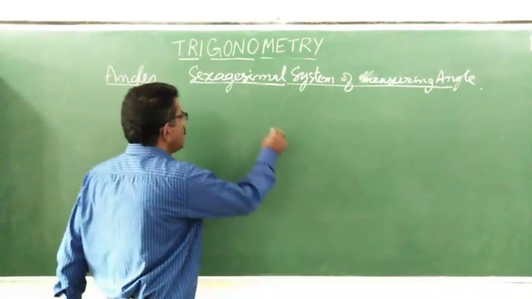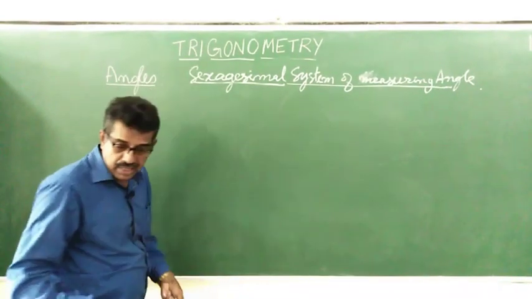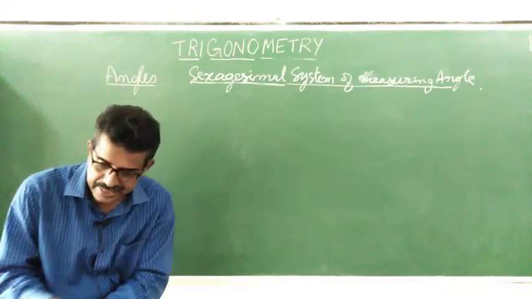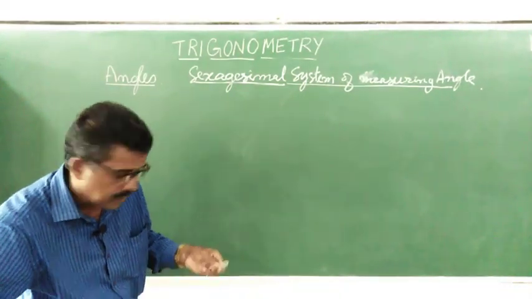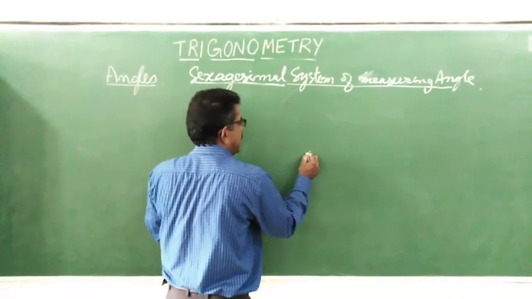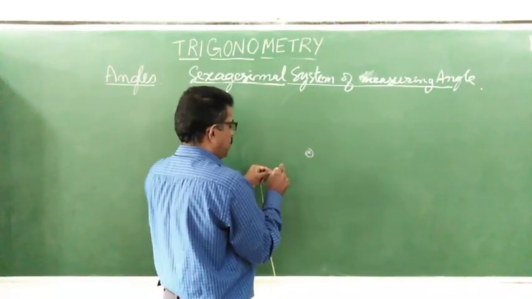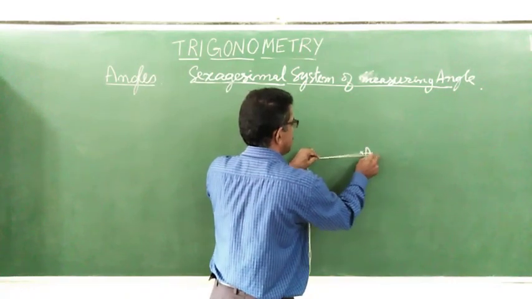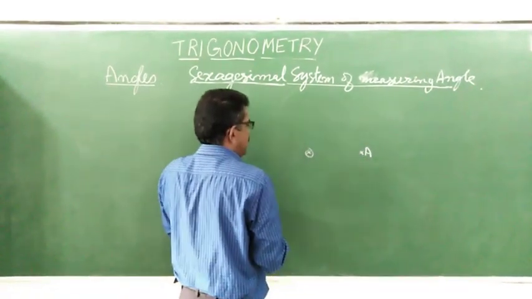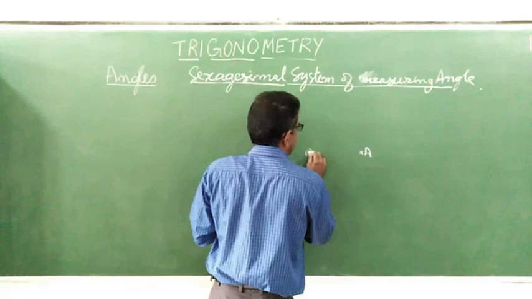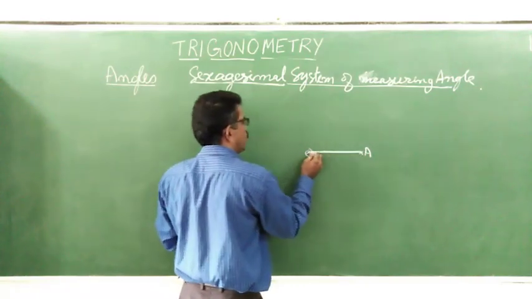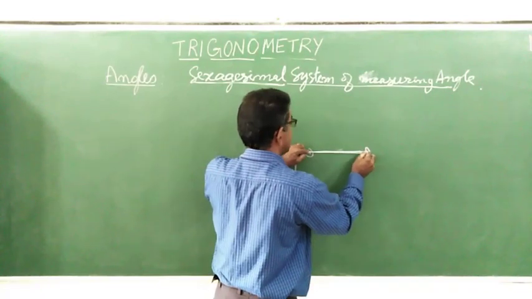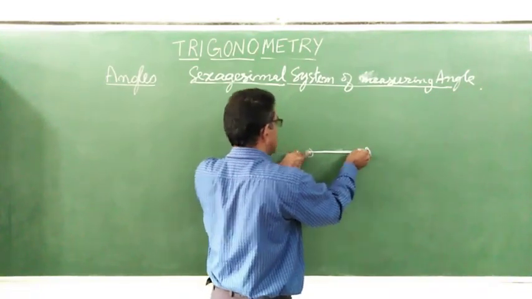So we simply call the whole circular angle, the angle that is formed in a circle. Let me take a point A. This is the initial ray, OA is the initial ray. I just begin from here and I will rotate.